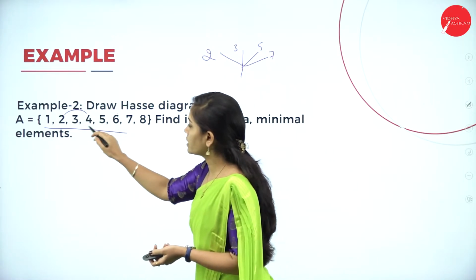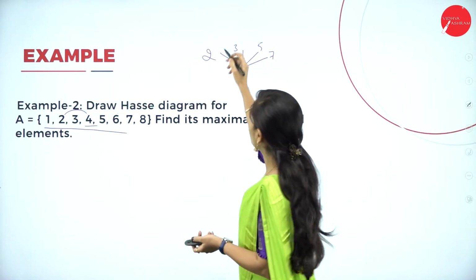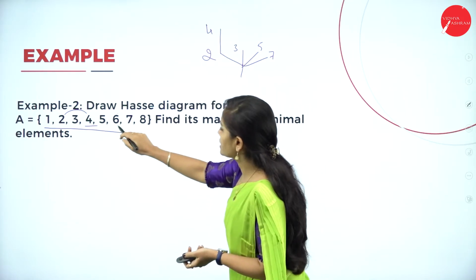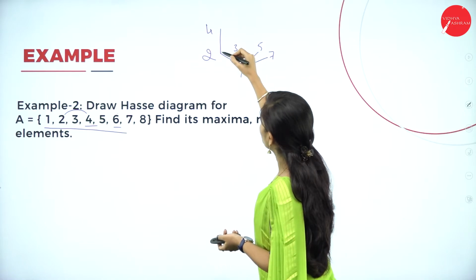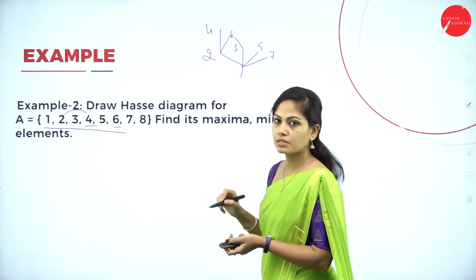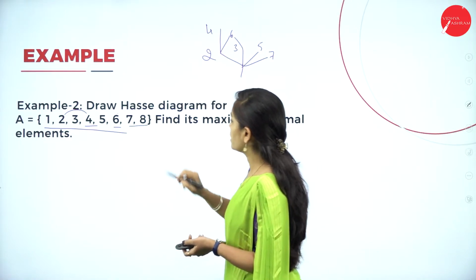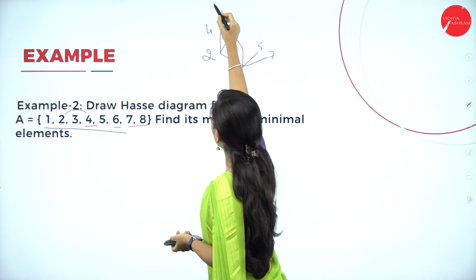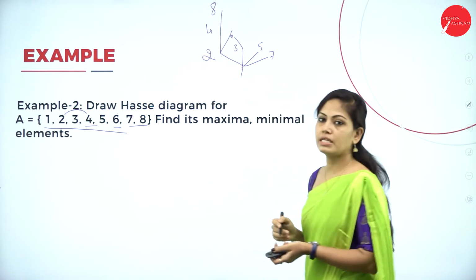So now the next element is 4. 2 can divide 4 and the next element is 6. 2 can divide 6, 3 can also divide 6. And the next element is 8. 7 is done. The next element is 8. So 4 can divide 8. This is your Hasse diagram.